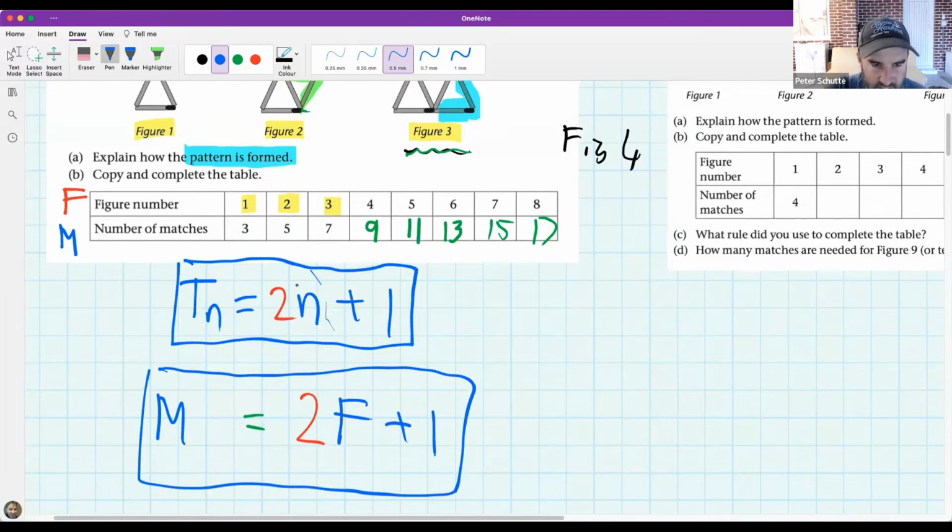There is nothing different between the two formulas, except that instead of writing N, I've used F. And the reason I used F was because it was the figure number. And then instead of TN, we've used M for matches. And that's just because the number of matches is kind of like what we were counting in this picture. Okay, so just bear that in mind.